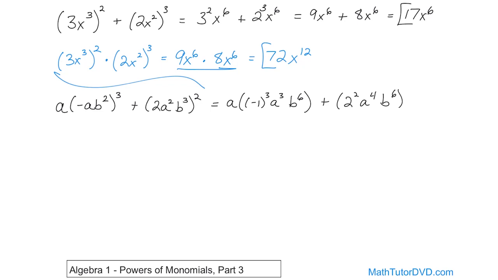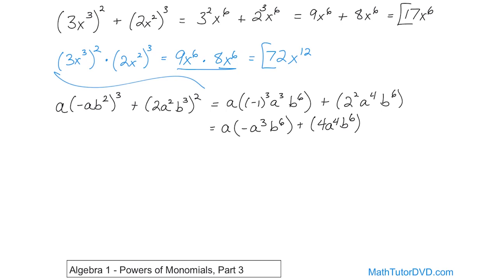And all we're doing here is distributing this in, multiplying exponents along the way. Now, let's take it one step at a time to get our answer. The a is going to remain on the outside. Inside here, what is negative 1 to the third power? It's negative 1 times negative 1 times negative 1. When you do the first two, negative 1 times negative 1 gives you positive 1. But then times another negative 1 means it becomes negative again. So you'll have negative a cubed b to the 6th plus, inside here, 2 squared is 4 times a to the 4th b to the 6th.